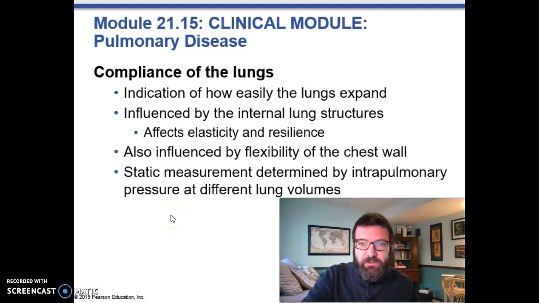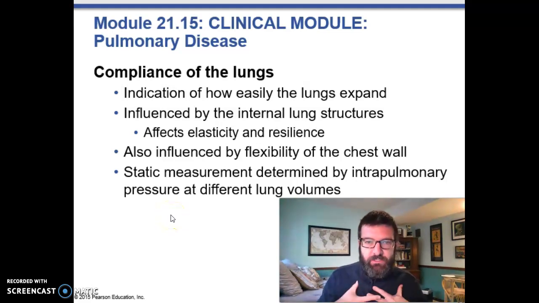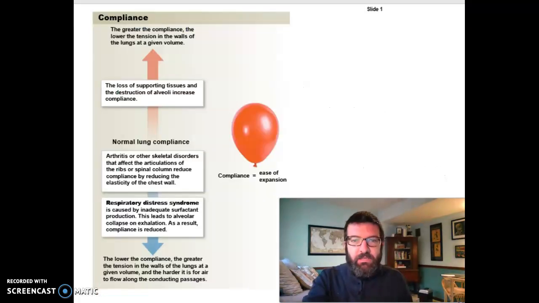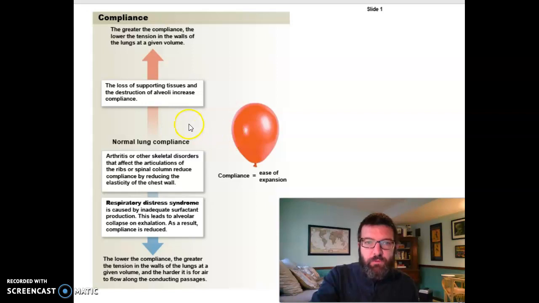The compliance of the lungs is a measure of how easily the lungs expand, and internal structures of the lungs will affect this. And like Goldilocks, right, you want to have a typical lung compliance. If you lose a lot of the supporting connective tissue around your alveoli, you can increase compliance, and that's not necessarily good, right? It makes it hard to have your lungs snap back, and we'll talk about that in a moment. But you also don't want to have a lack of compliance.